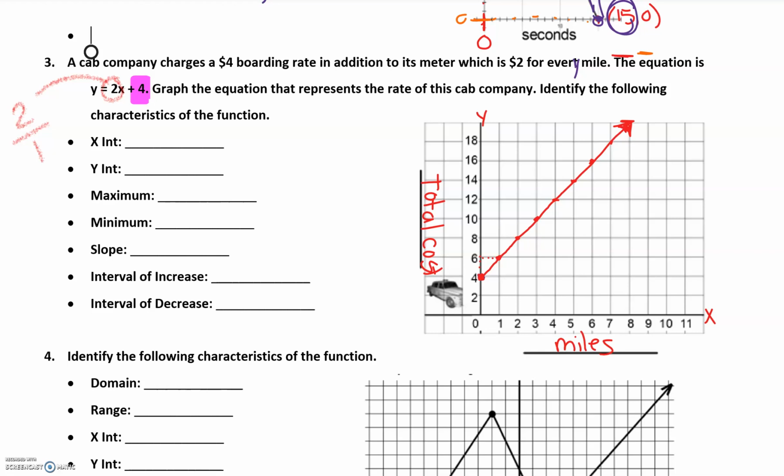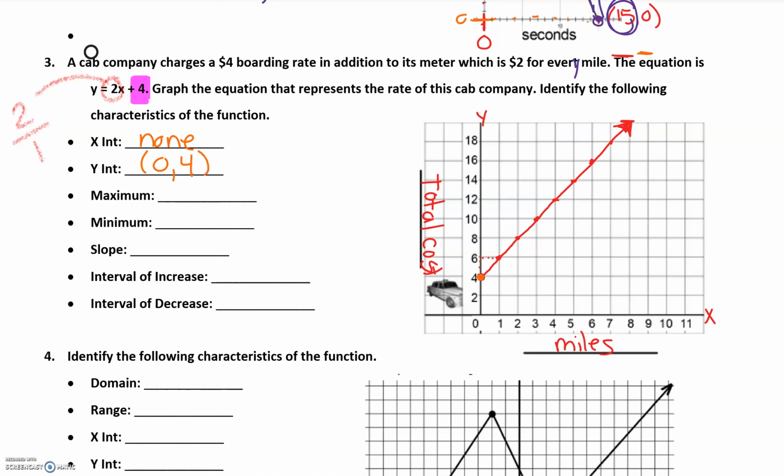So we want to label our x and y intercepts. So our x-intercept, remember we're looking where we cross the x-axis, and there is nothing. So this is none. Then we're looking at our y-axis, and we see this is the point on our y-axis. So we need that ordered pair, 0, 4.